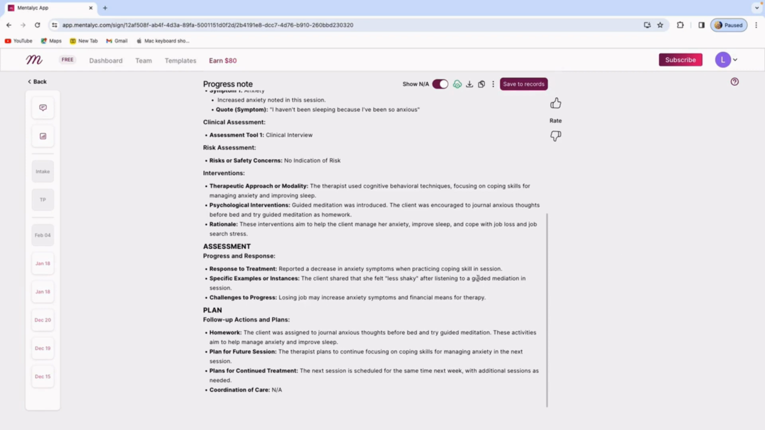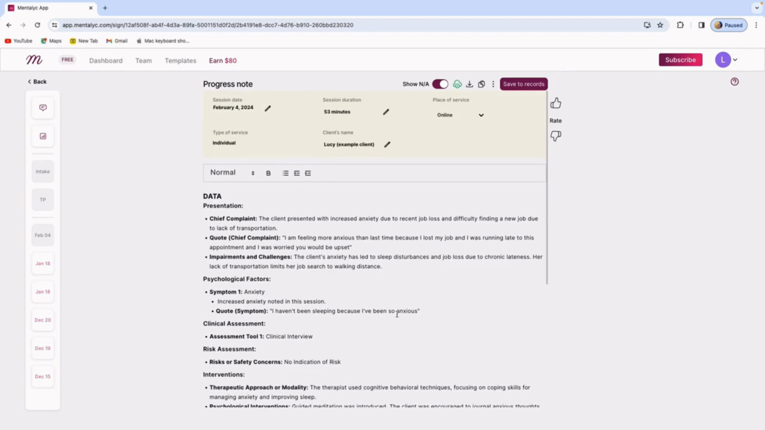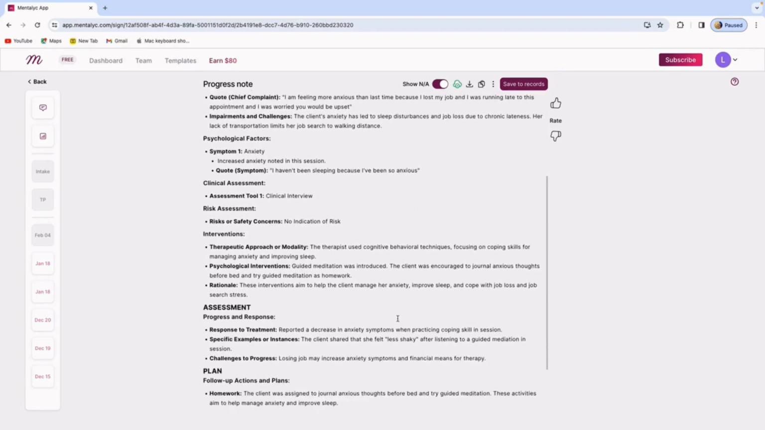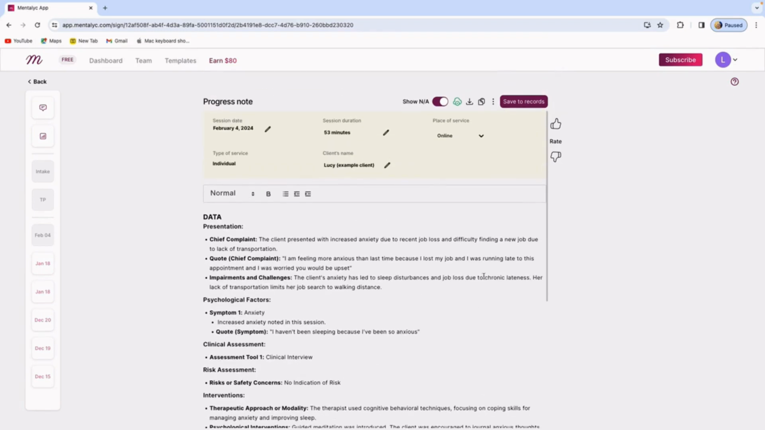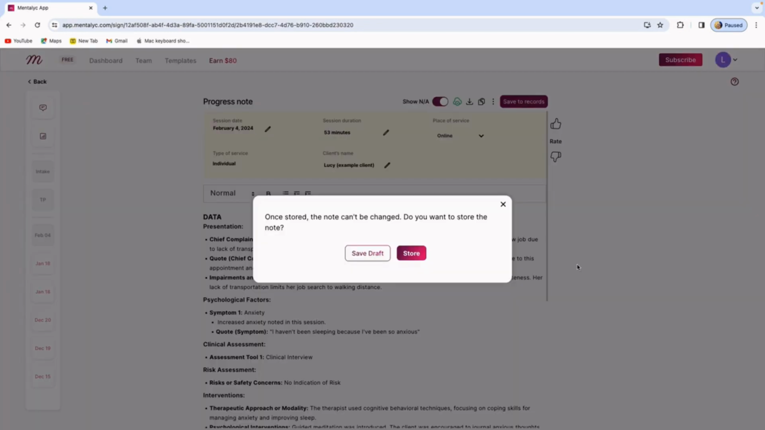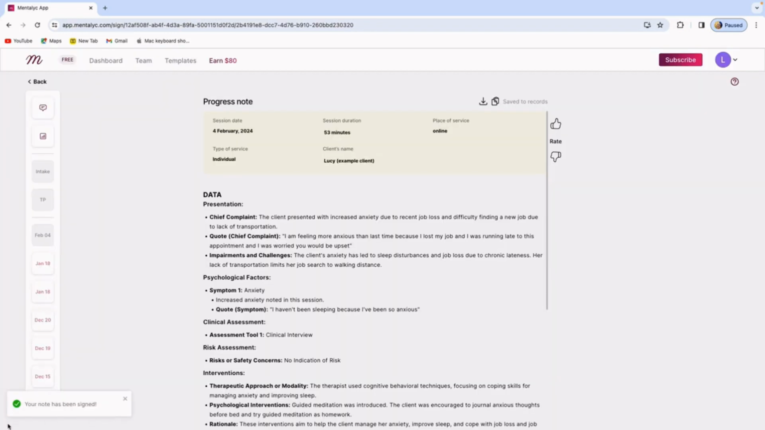What's also nice about Mentalyc is that if you want to provide more detail or change how something is worded, it's very easy to go in and do that. And then all you do is you say save to records, store it, and it signs the note for you and you're good to go. So that's it. That's a DAP note using Mentalyc.